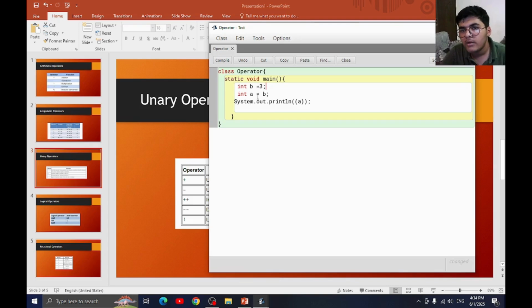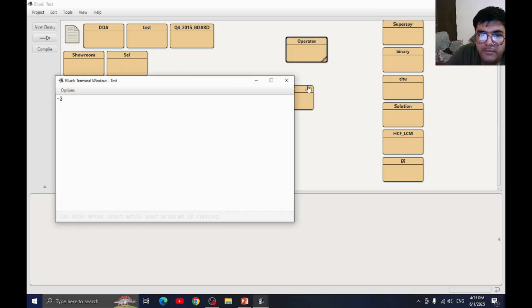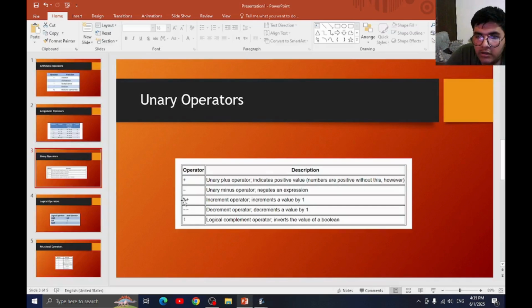3 is being stored here, but what if we write plus 3? If we do this, then nothing is going to happen, because 3 is a value, and we are assigning an operator to it, plus, which is telling us that 3 is a positive value, and it is getting printed. But what if I write minus b? Then a minus sign is being assigned, so 3 is becoming minus 3, and system.out.println is going to give me negative 3. See, negative 3 is what we are getting. And with this we complete the unary minus and unary plus operators.